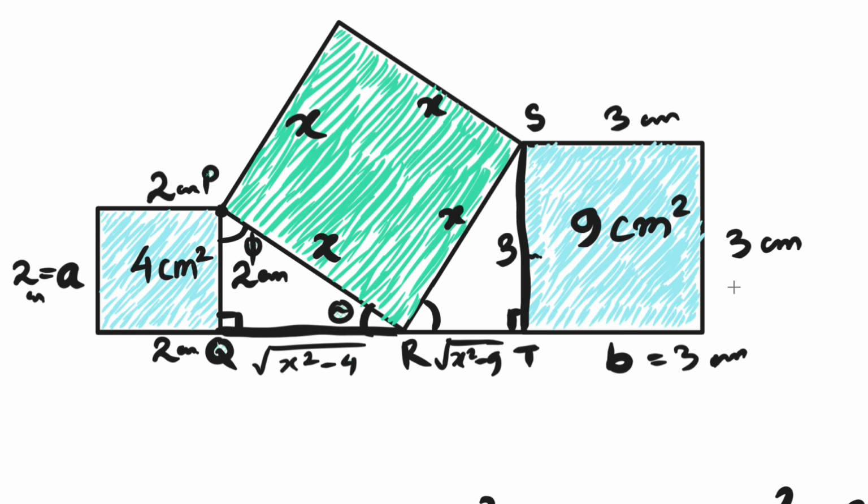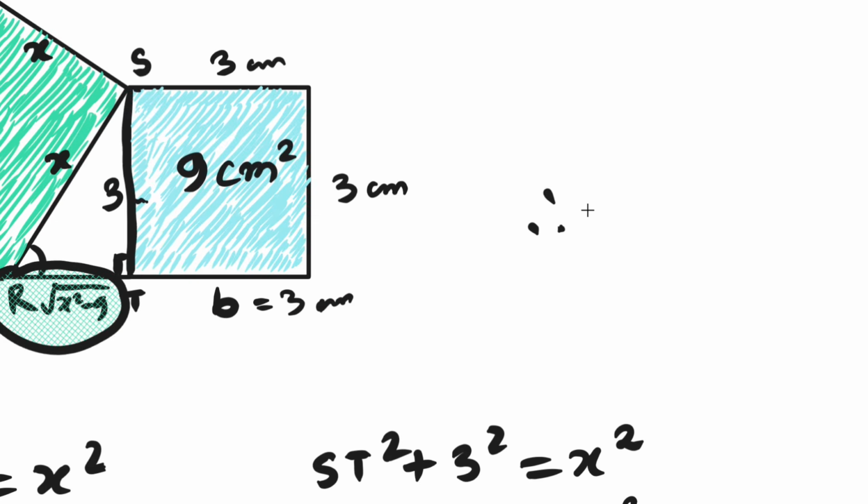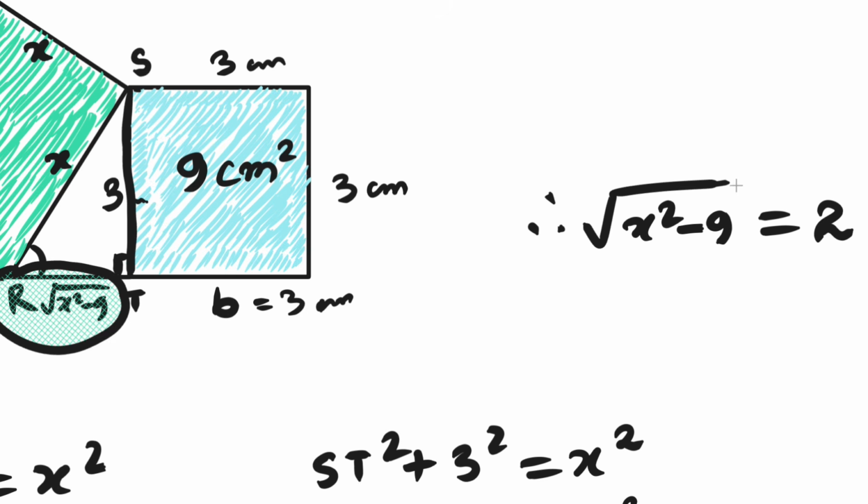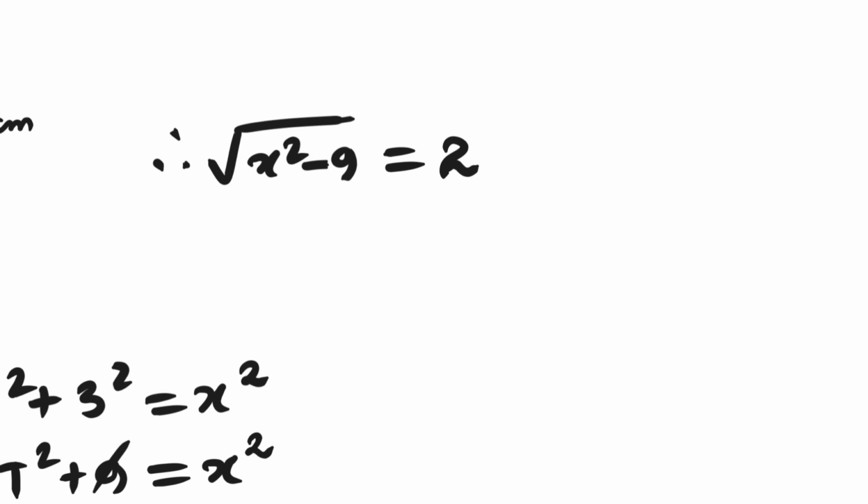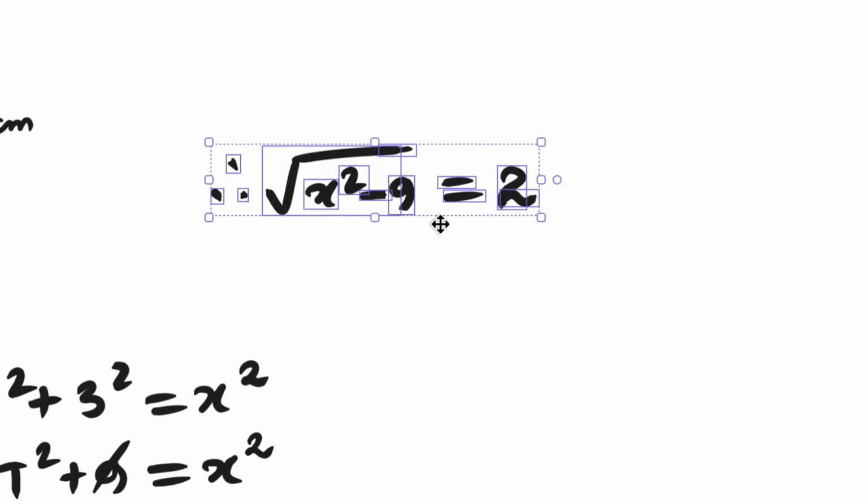In particular, the segment whose length we expressed as the square root of x squared minus 9 corresponds to the side of the smaller blue square. We already know that the smaller blue square has side length 2. Therefore, we can write the square root of x squared minus 9 equals 2. Now, let's solve this equation carefully.